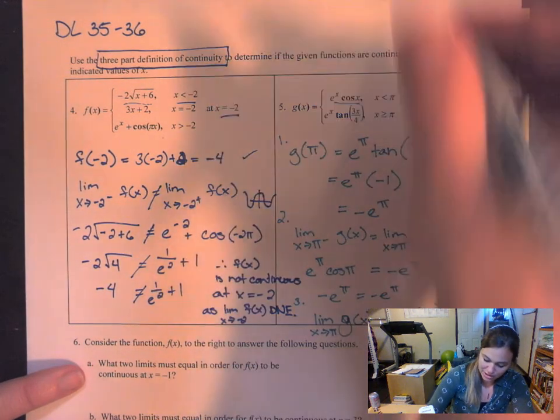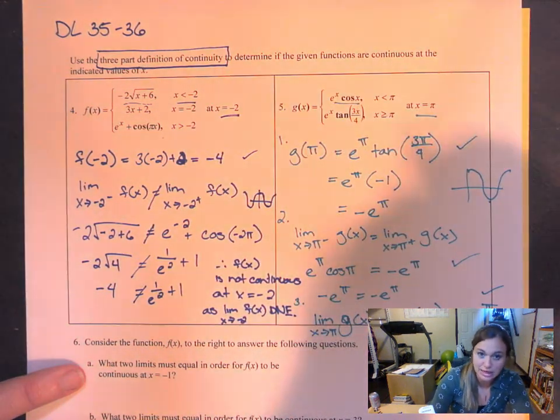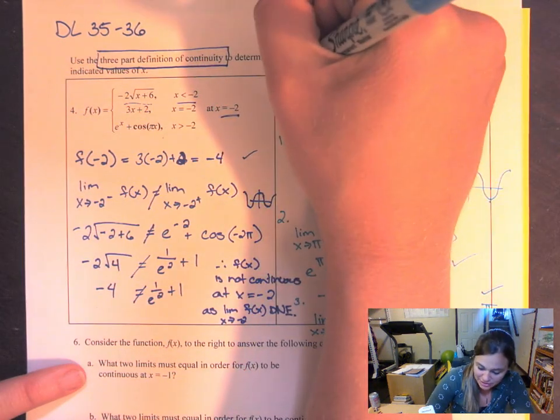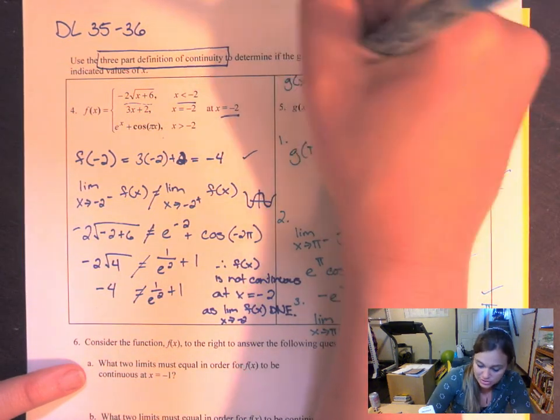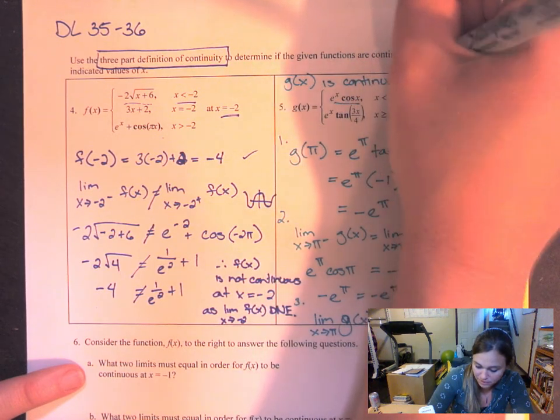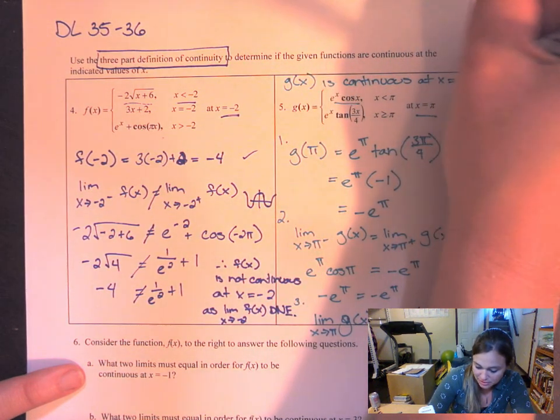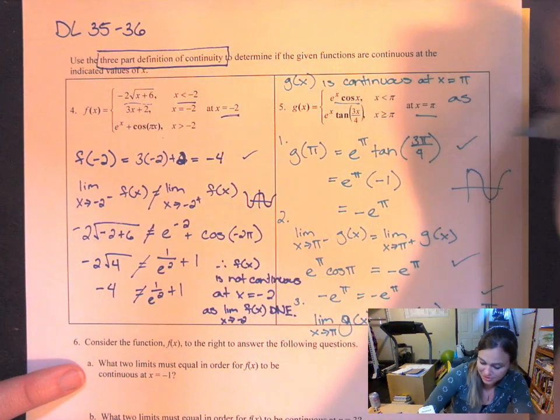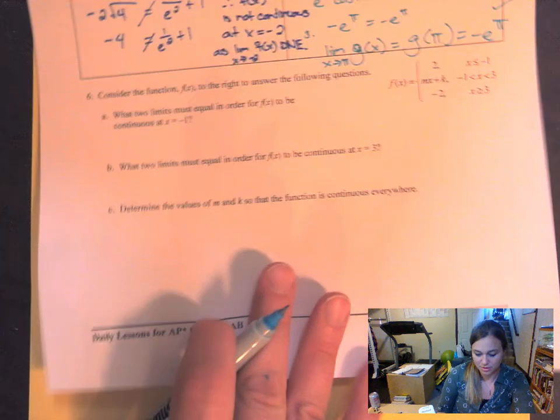And I'm running out of room down there, and since I'm writing this beginning, I'm going to say g of x is continuous at x equals pi, and now I have that whole thing. Okay, so we did it.